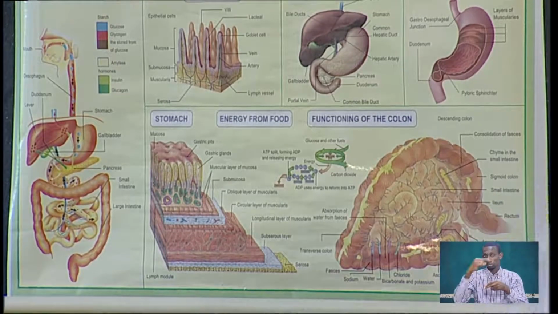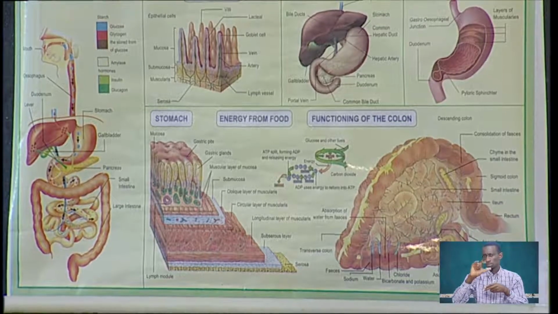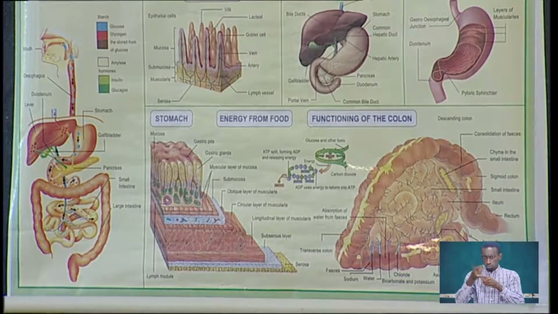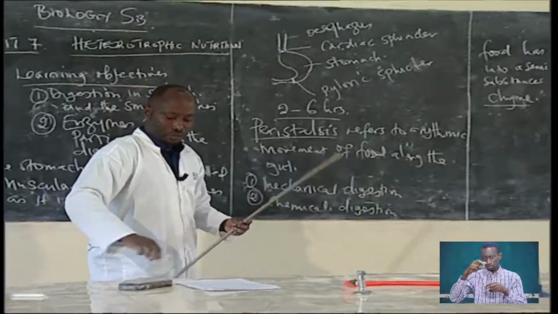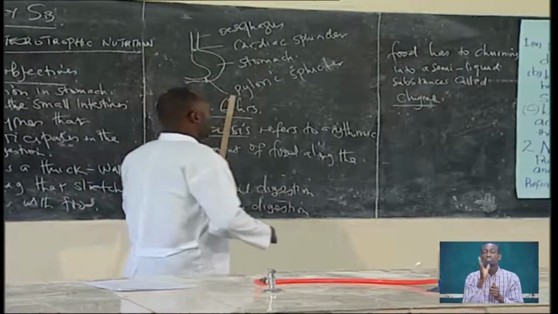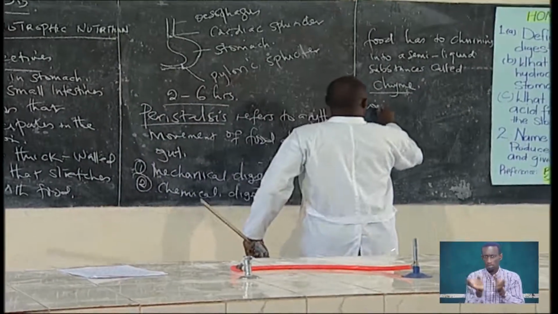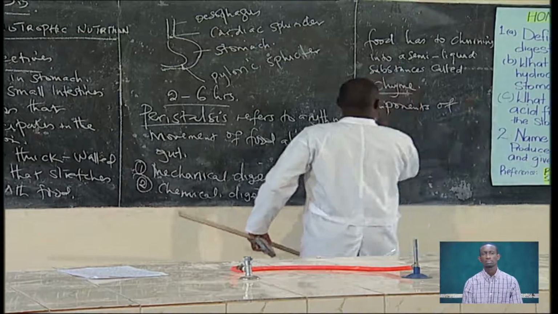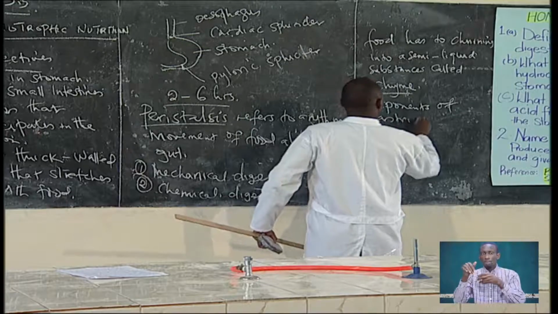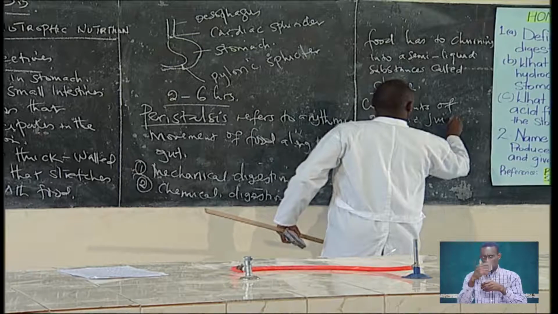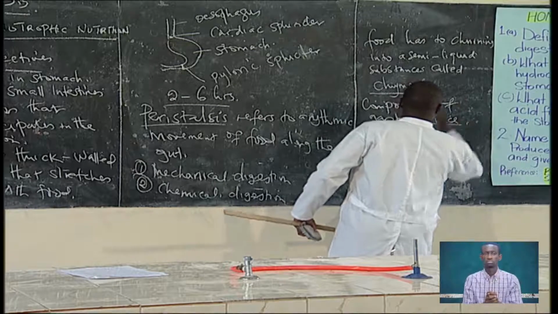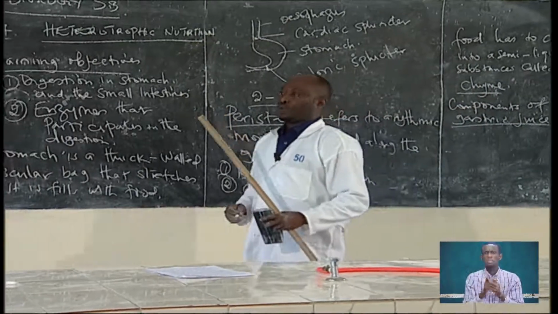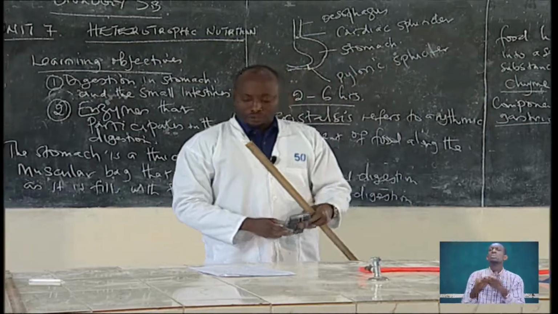From there, they produce a liquid which is called gastric juice. If I ask what are the major components of gastric juice, let's go through the components of gastric juice. It is normally produced by the gastric glands. And what does it do? What are those major components that make up the gastric juice?